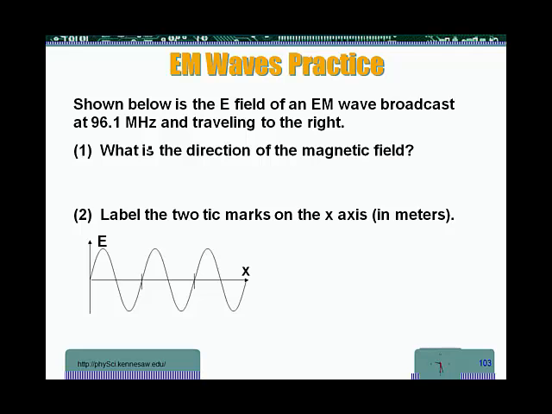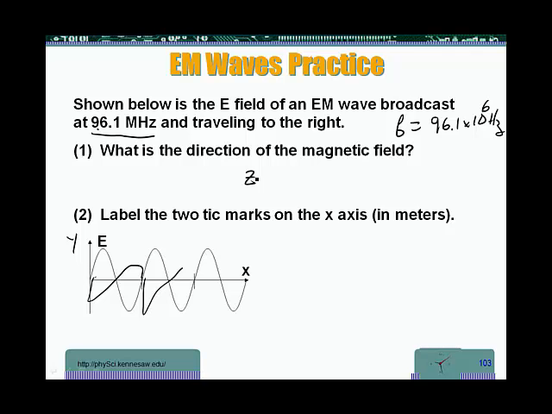Okay, a quick thing. Now here we have shown the electrical field of an E&M wave that is broadcast at 96.1 megahertz, that's the frequency. So 96.1 × 10⁶ hertz. The question is, what is the direction of the magnetic field? Obviously, it's going to be perpendicular. So it's going to be like this. So the wave is traveling along the x, this is y, so it's going to be along the z-axis.